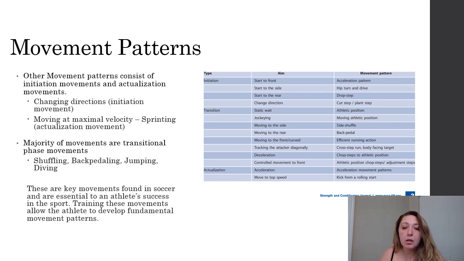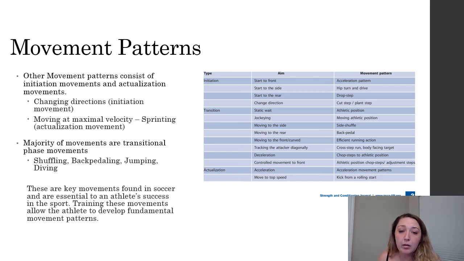Some movement patterns that are common in soccer are initiation, transition, and actualization movements. Most of these movements are transitional phase movements, such as shuffling, backpedaling, jumping, or diving, like a goalkeeper diving for a ball. So these are some key movements that are found in soccer and are essential to success in the sport. Laying the foundation for these movement patterns is key to an athlete being successful as well as injury prevention.